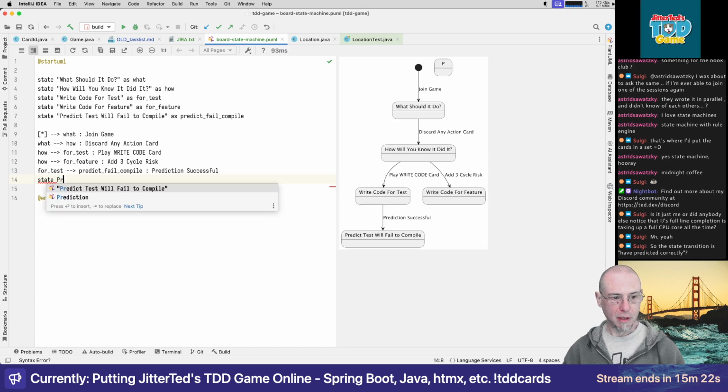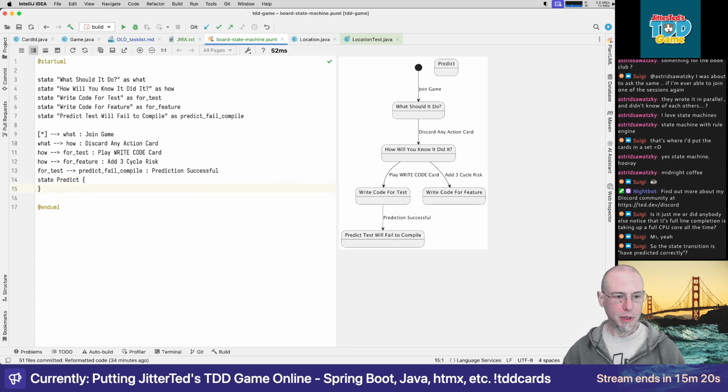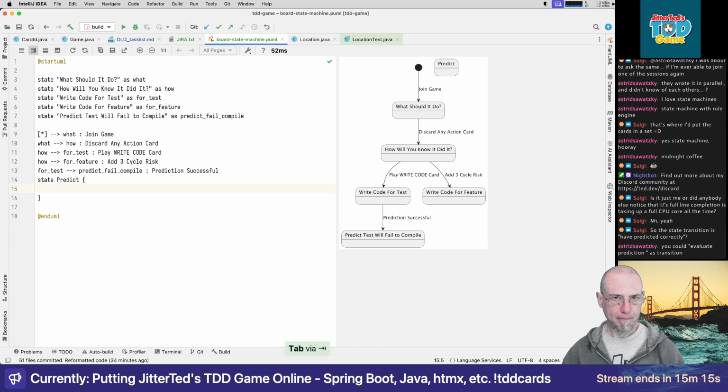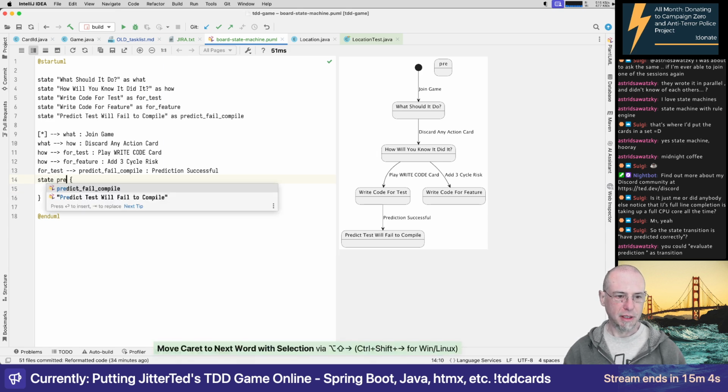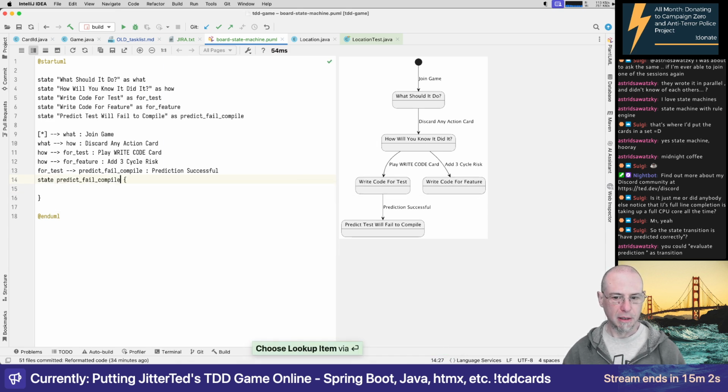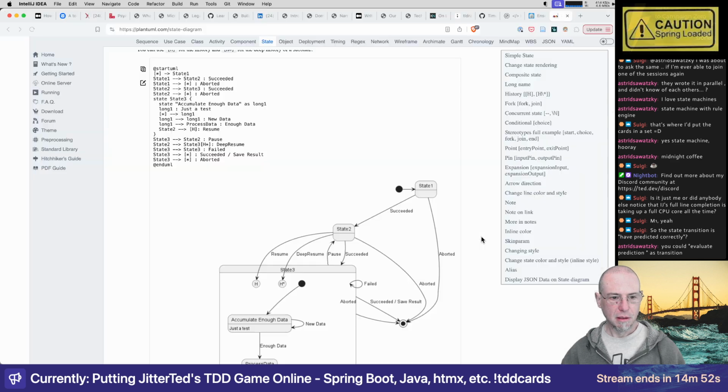I don't know what to call it. I'm going to call it predict for now. So within this state, I think the whole state is basically what tile you're on, which is the predict fail to compile. Fail to compile. And so inside of this, these are just more states.